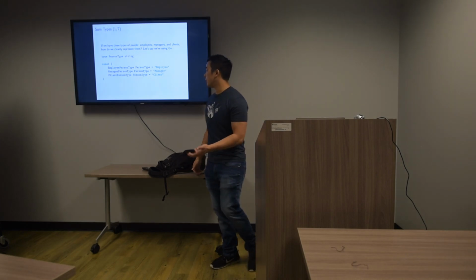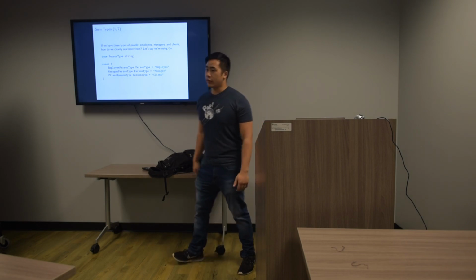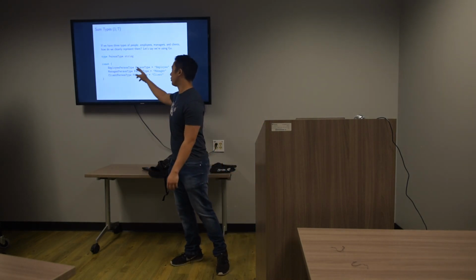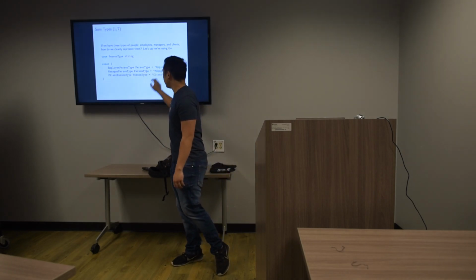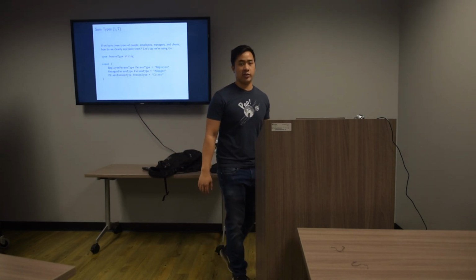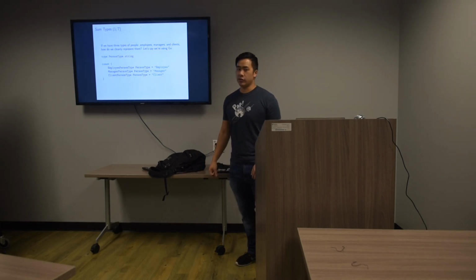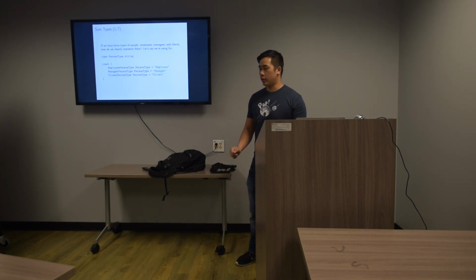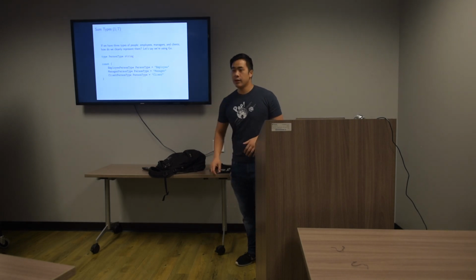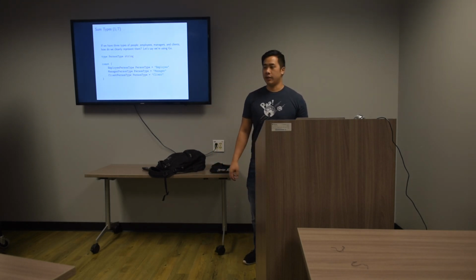So this might be for employee records. We have records for person type, so employees, managers, and clients. Over here, I'm just defining a new type called person type so that I can't accidentally throw these into functions that accept strings, for example, right? Or vice versa. I can't throw a random string into a function that expects a person type. That's the only reason I'm defining a new type, to make that delineation.